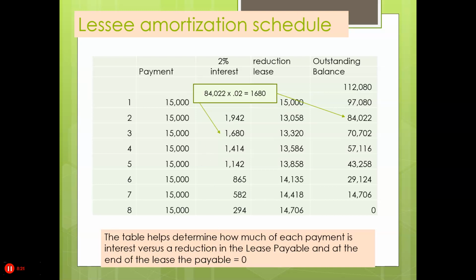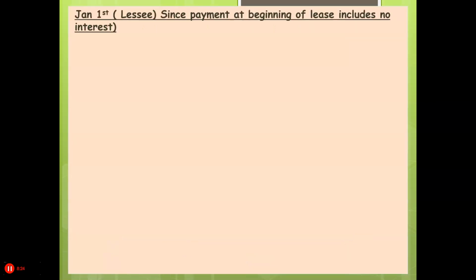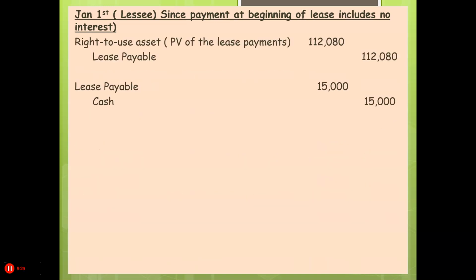Now we're going to look at the actual journal entry so you can see what this looks like. On January 1st, when they sign the contract, we book the right-of-use asset, which is the present value of the lease payments, and the lease payable, which as we make our payments is going to be whittled down to 0 at the end. Then lease payable, cash would be our first entry when we make our first payment. And if you notice, all $15,000 goes against the lease payable because there's no interest, because it was made when signed.